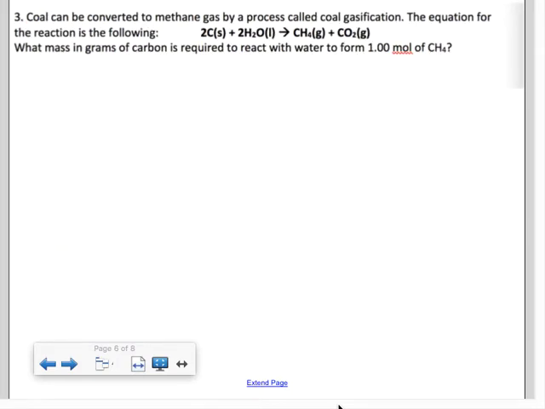Next problem: coal can be converted to methane gas by a process called coal gasification. The equation for the reaction is as follows. What mass in grams of carbon is required to react with water to form 1 mole of CH4, methane gas? So again, I'm trying to find the mass in grams of carbon. I'm given 1 mole of methane gas, and I want to know how many grams of carbon I can get. So you start with what you're given: 1 mole CH4.